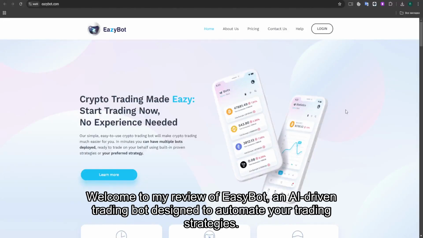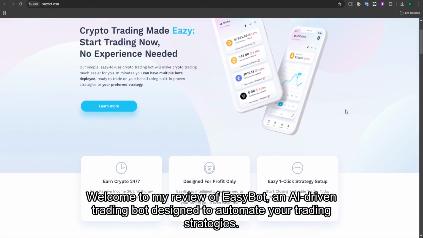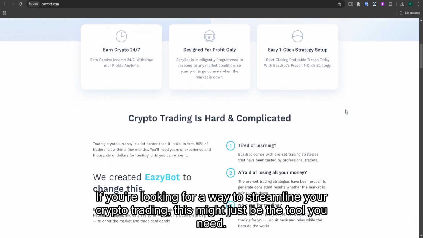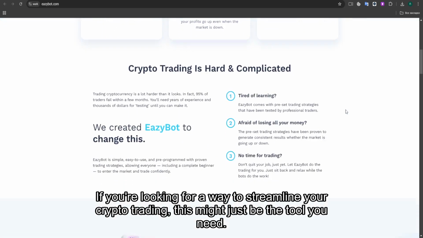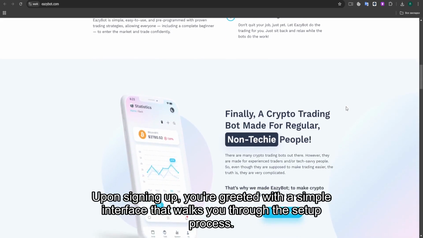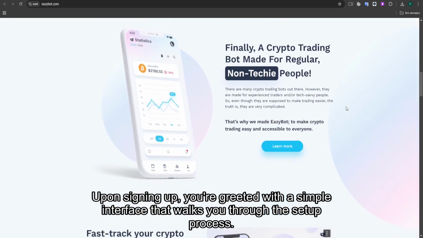Welcome to my review of EazyBot, an AI-driven trading bot designed to automate your trading strategies. If you're looking for a way to streamline your crypto trading, this might just be the tool you need. Upon signing up, you're greeted with a simple interface that walks you through the setup process.